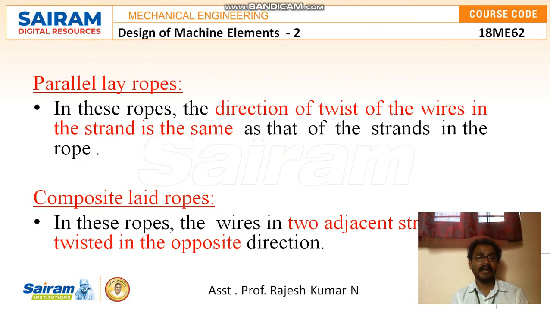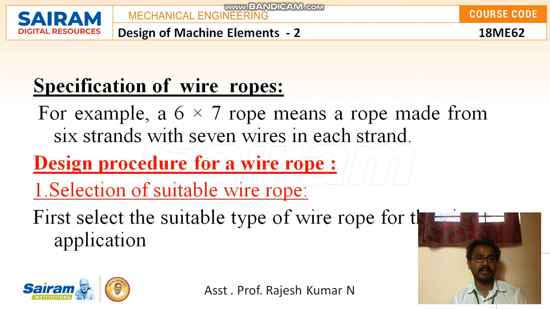In this rope, the direction of the twist of the wires in the strand is the same as that of the strands in the rope. And the composite laid ropes. In these ropes, the wires in two adjacent strands are twisted in the opposite direction.